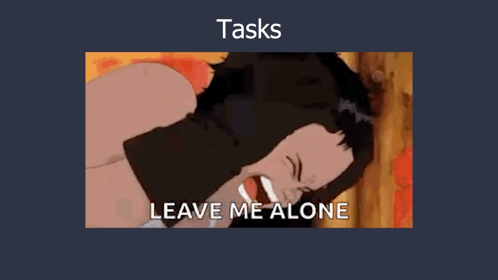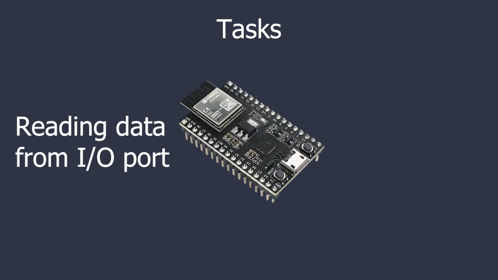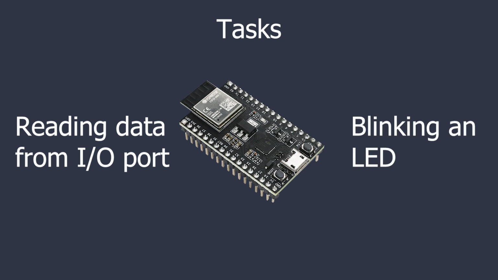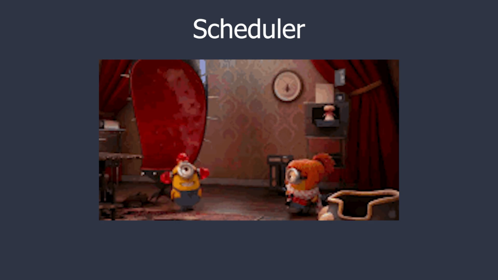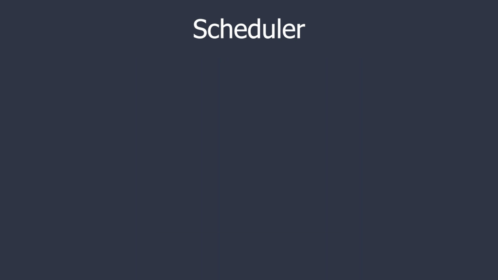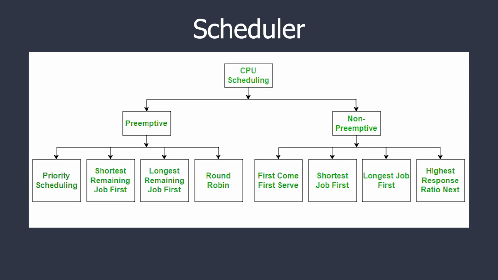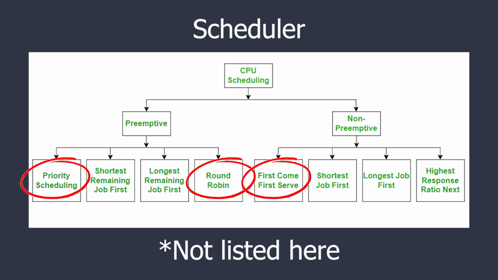Tasks can be thought of as small independent programs that can be executed depending on the context. For example, reading data from an I/O port can be considered one task, while blinking an LED might be considered another task. The scheduler is the control tower of the operating system. It controls how to allocate resources to the different tasks by scheduling them to execute at a specific time. The way the scheduler chooses the task is called a scheduling algorithm. Some of the most popular scheduling algorithms include round robin, priority, first come first serve, and multi-level feedback queue.